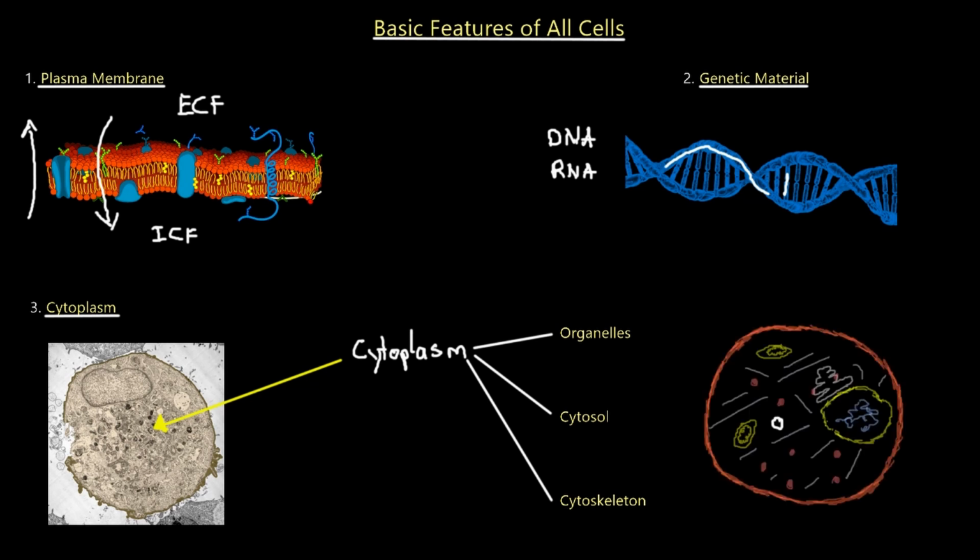Here I drew a cell on my own just to show you what kind of structure pertains to each of these labels. So for organelles, we could have the mitochondrion here. We could have, this is a lysosome that protects the cell from viruses and bacteria and other pathogens.